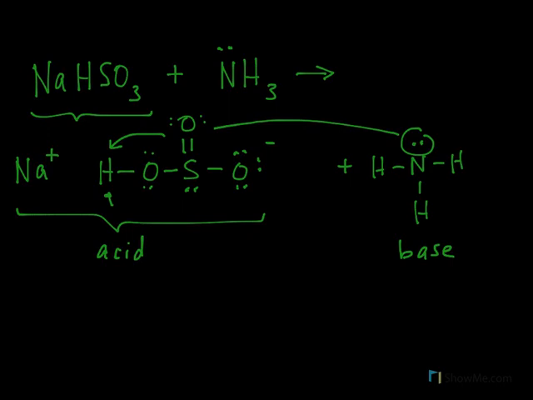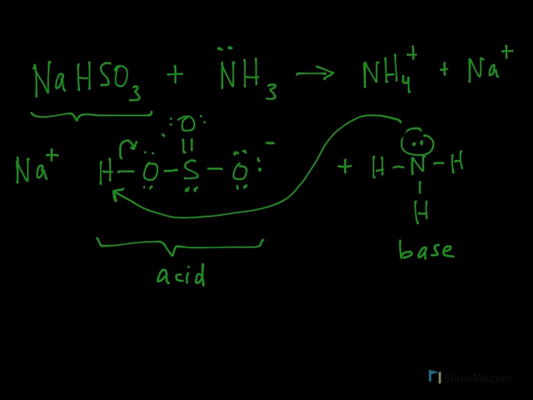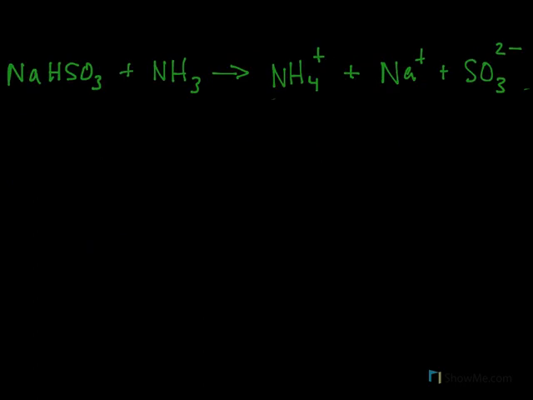Well, let me write that out again. So this electron pair is going to take that proton. Those 2 electrons here will stay with this oxygen. So your products are just going to be NH4 plus. Sodium is going to be just a spectator ion, and then you'll have SO3 2 minus. Okay, so that is your equation.